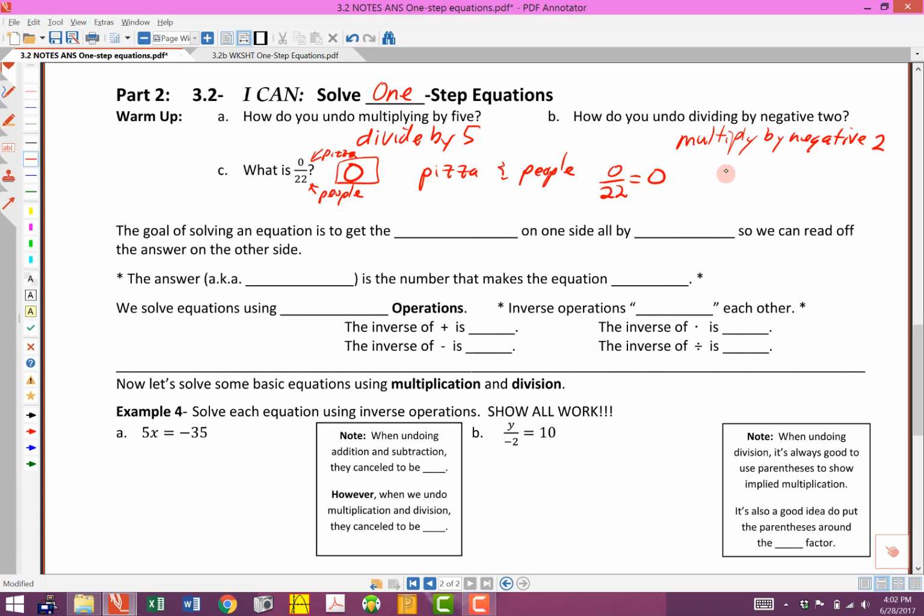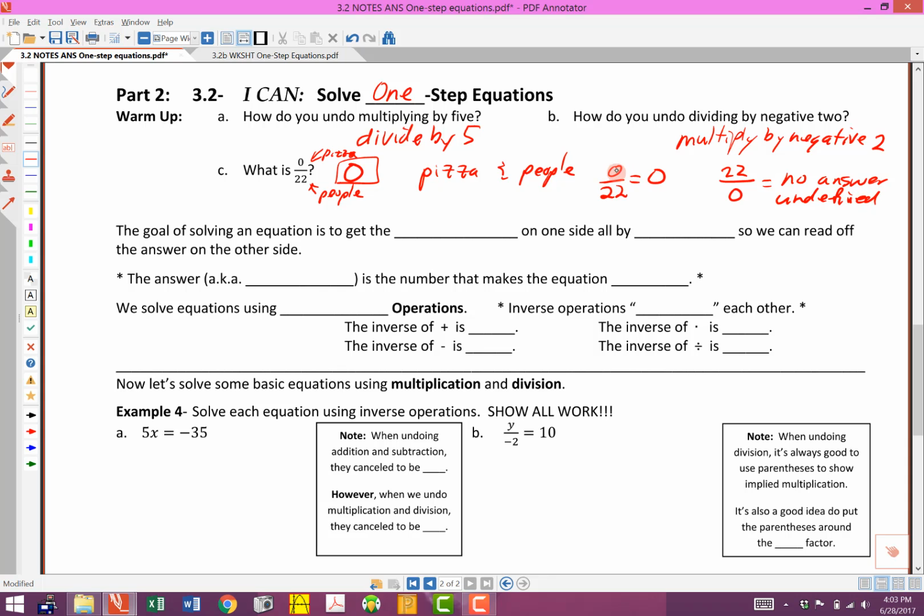But what if we flip this around? What if we had 22 pizzas and 0 people? How much does each person get? Well, if there are no people, the question doesn't even make sense as far as how many pizzas each person gets. So this one has no answer, and sometimes we'll say that it is undefined.